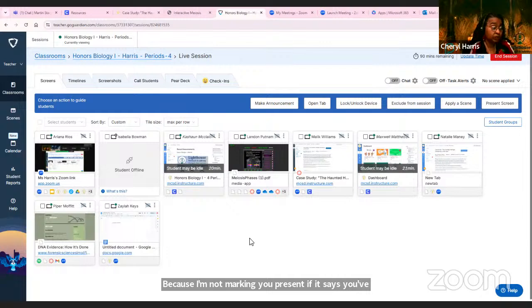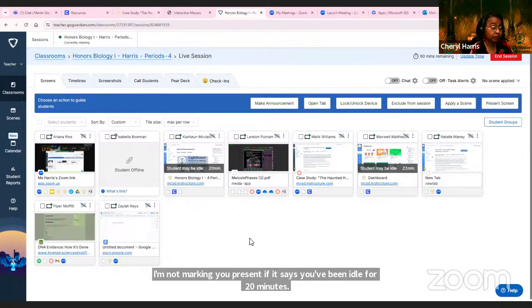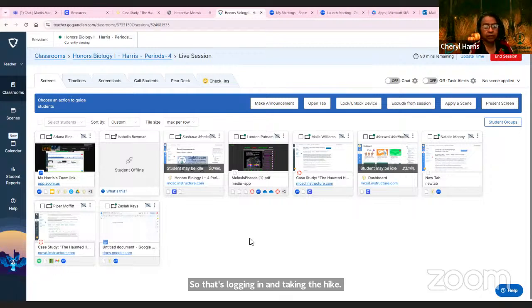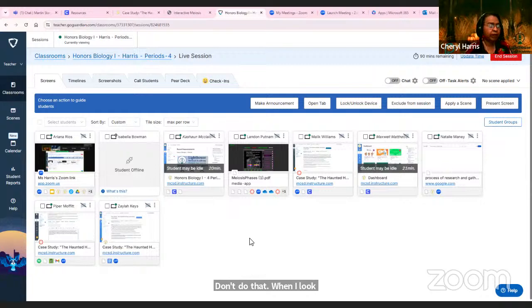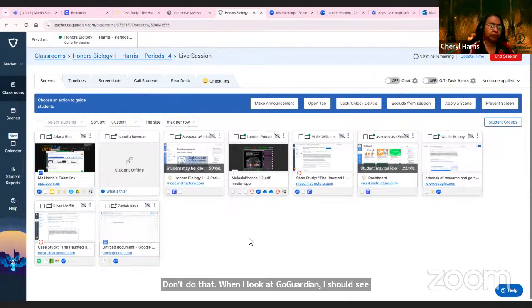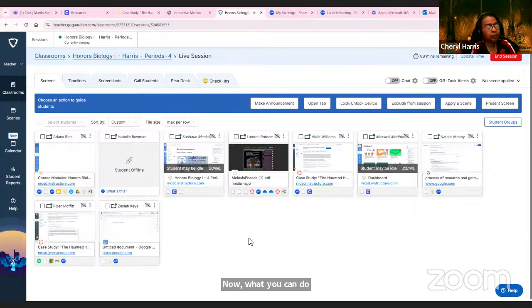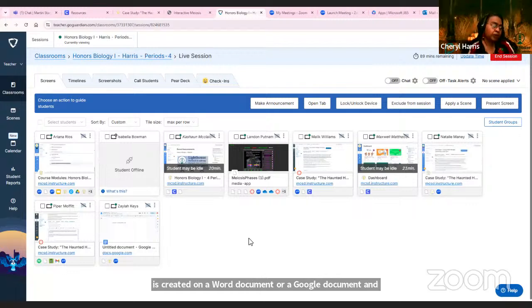We've been in class 20 minutes. So that's logging in and taking a hike. Don't do that. All right, when I look at GoGuardian, I should see everybody's pulled up and they're ready to do the assignment. Now, what you can do is create it on a Word document or a Google document and then copy and paste it into your page.